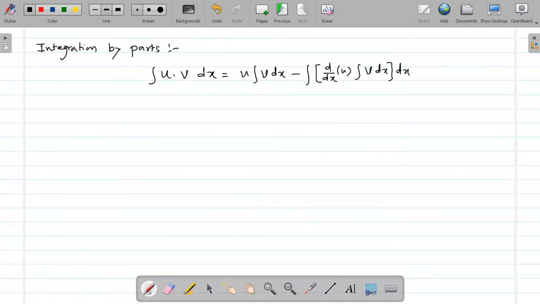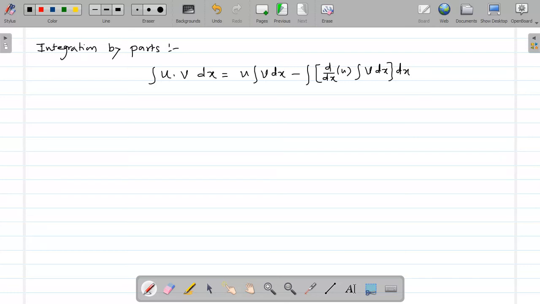So see what we have studied here, the integration by parts. That is, if the function is given in terms of product of different types of functions, then how will you evaluate the integration? That is, integration of u into v dx is equal to u into integration of v dx minus integration of derivative of u into integration of v dx, with respect to x.